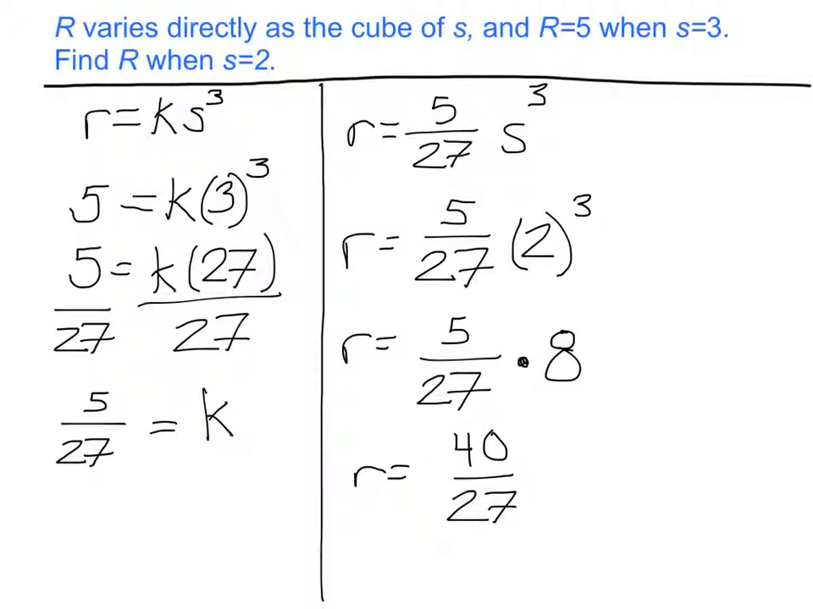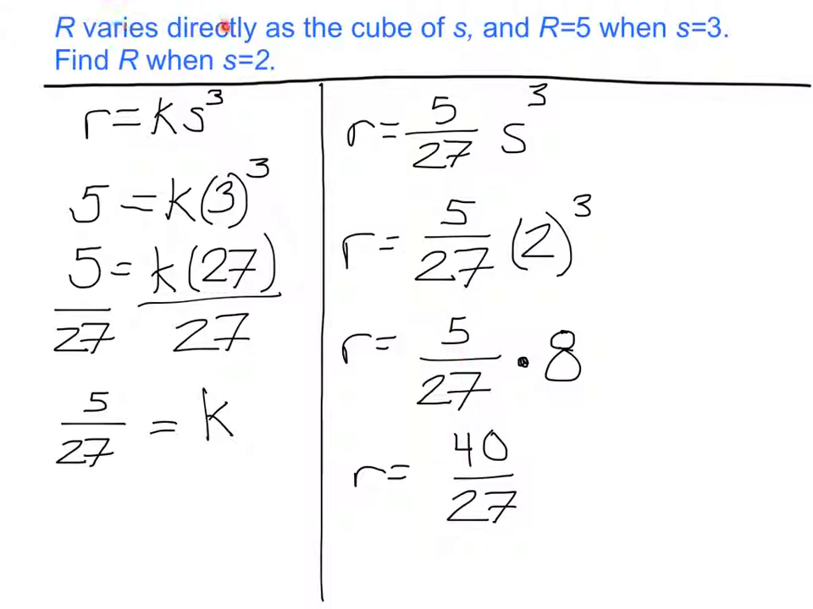So at this point, I've answered my question. I found that when s is 2, I know that r is equal to 40 over 27. So I really go through the same process that I did with the previous two examples. I write my direct or inverse variation formula. I find my constant of variation k. Then in my second step, I try and find what the value of r is.